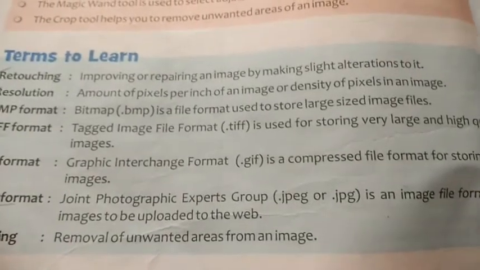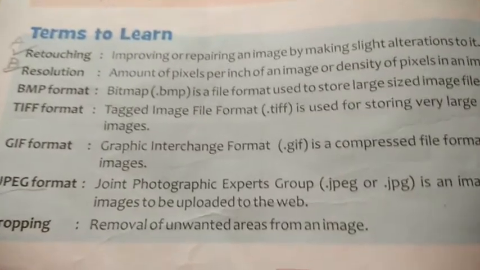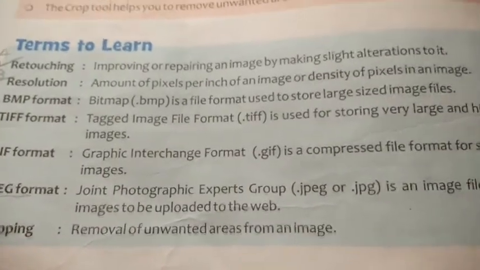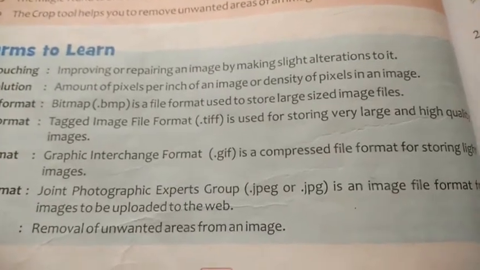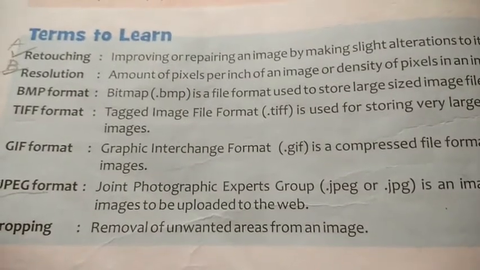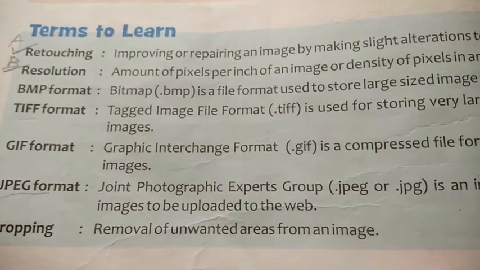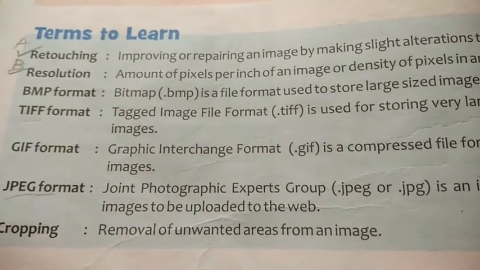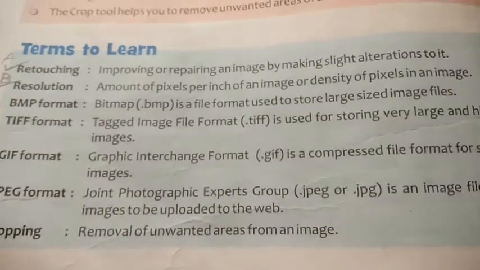Next, GIF format, graphic interchange format, .gif, is a compressed file format for storing light images. Next, JPG format, Joint Photographic Experts Group, .jpg or .jpeg, is an image file format for images to be uploaded to the web. Last point, cropping means removal of unwanted areas from an image. So all points are related to terms to learn definitions.